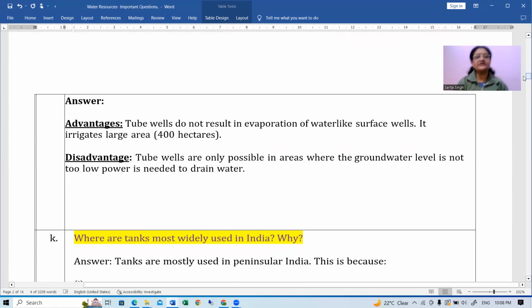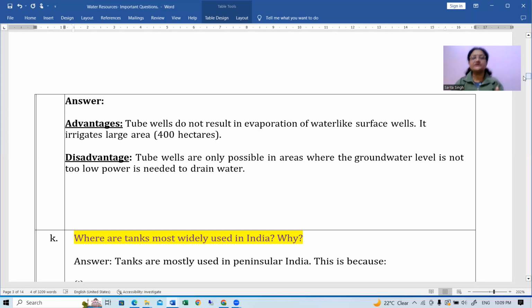Next is, give two advantages and one disadvantage that tube wells have over surface wells. Tube wells do not result in evaporation of water like surface wells, because a surface well has a small area, but still it is open, right? But tube wells are closed, so there is no evaporation at all in that case, and it always irrigates a larger area as compared to wells. Now, what about the disadvantage?